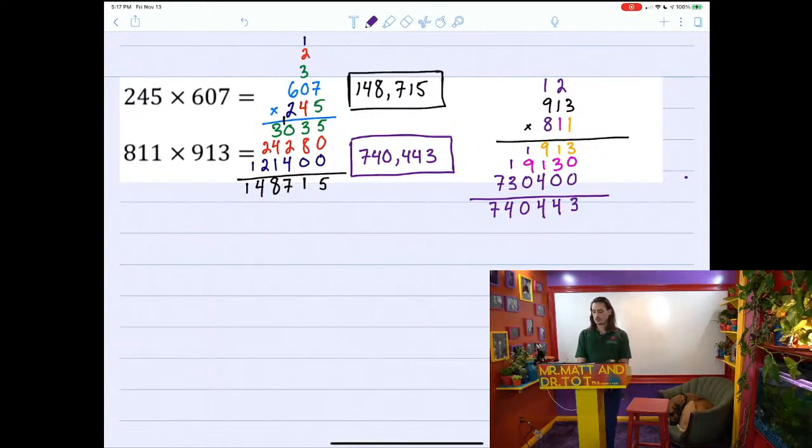So our answer to number 1 again, 148,715. Our answer to number 2, 740,443. Okay, I'll give you 3 minutes. Please look at 207 times 534 and 502 times 921.